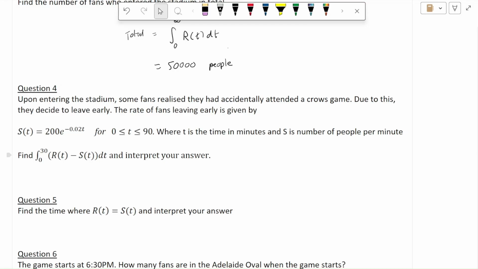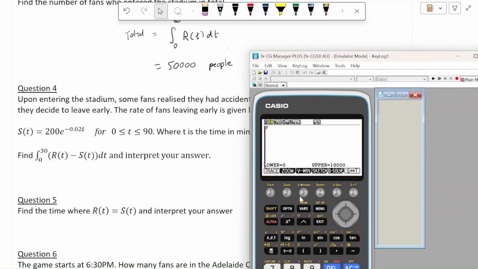Okay, so it's R take S, and it's from 0 to 30. Now, let's get our window back to normal first of all. So we'll pop it back to 240. That was R. And we're going to be looking at S as well. So we're going to graph that 200 e to the power of minus 0.02, and then we'll put an x on there instead of t. So graphing both those, there we go, we got that red line.